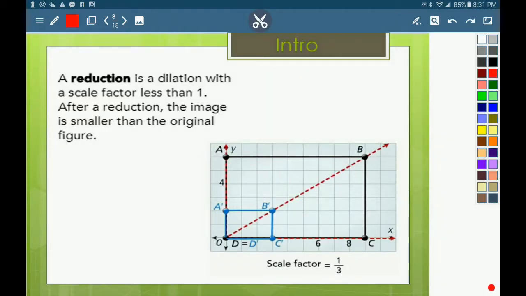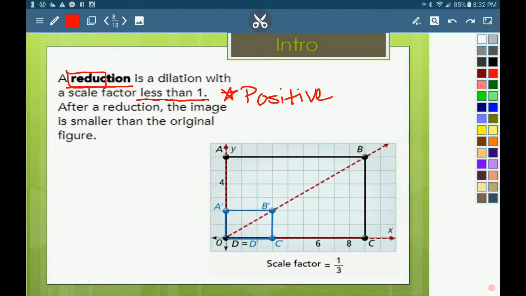Now, reduction, we just have to think of the root word, which is reduce. Okay, to make something smaller. And again, my scale factor is going to be less than 1. I am going to add a stipulation to that. It has to be positive. Once you start multiplying by negative numbers, that's actually what's going to cause shapes to start flipping and turning. So when we dilate something, it's going to be a positive number.